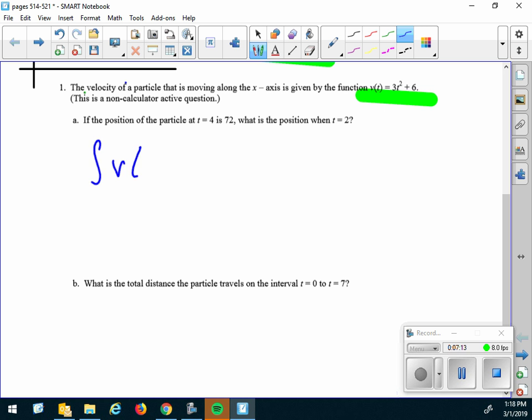If you integrate velocity, I'm going to change that. If you integrate velocity, what do you get? What do I get if I integrate this thing right here? So I get p of b minus p of a.